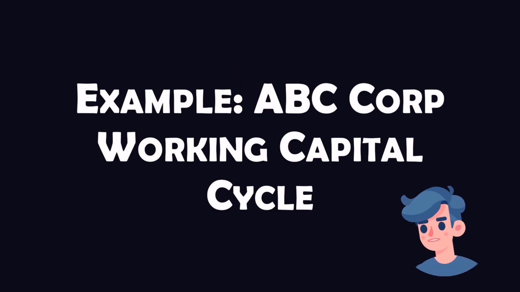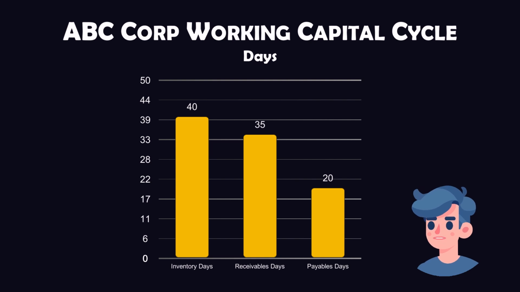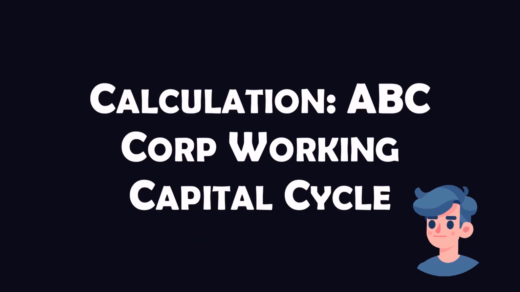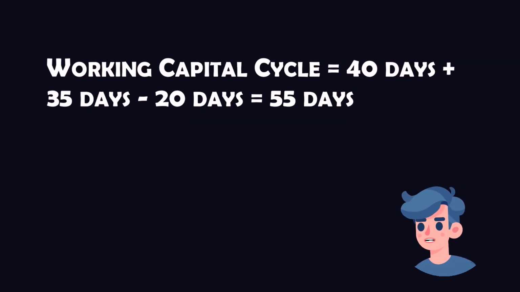Let's take another example. Company ABC has an inventory period of 40 days, a receivables period of 35 days, and a payables period of 20 days. Its working capital cycle can be calculated as. This results in a working capital cycle of 55 days, indicating the amount of time taken to convert investments into cash.